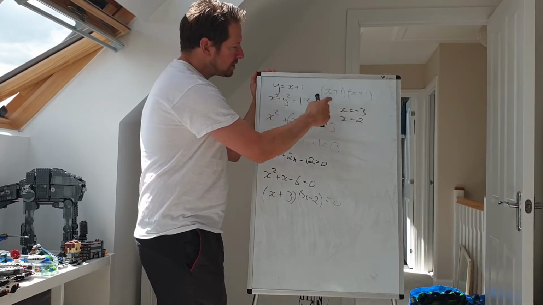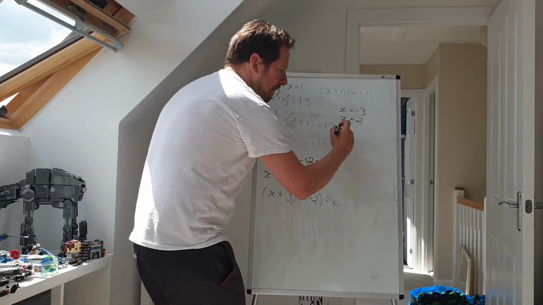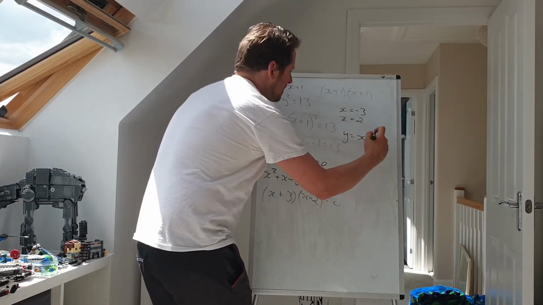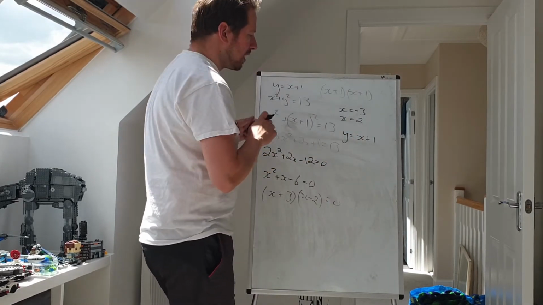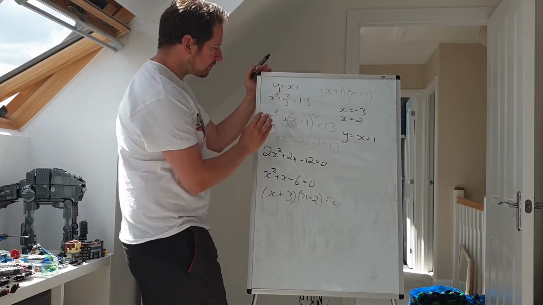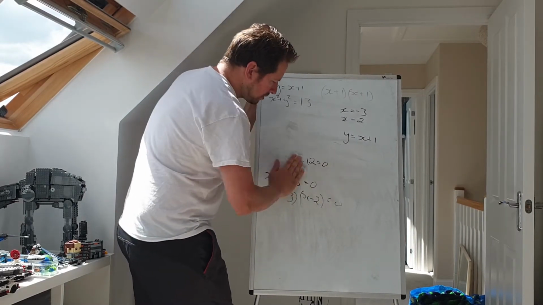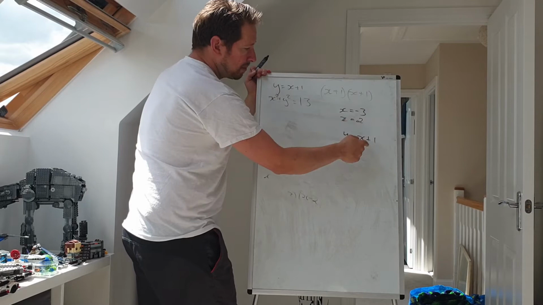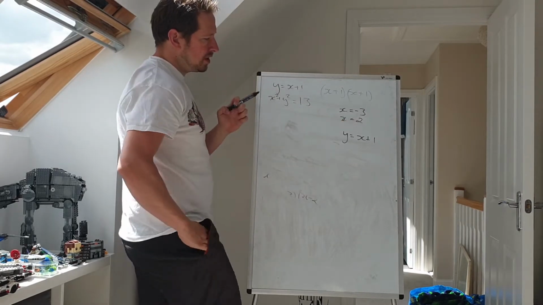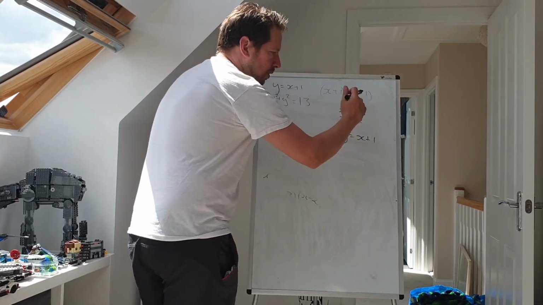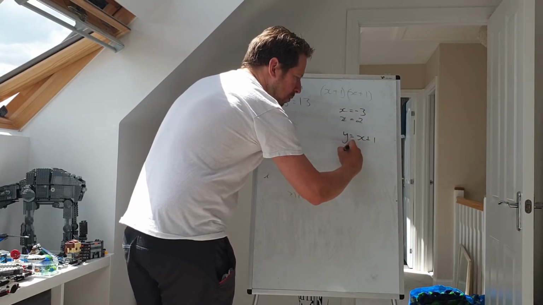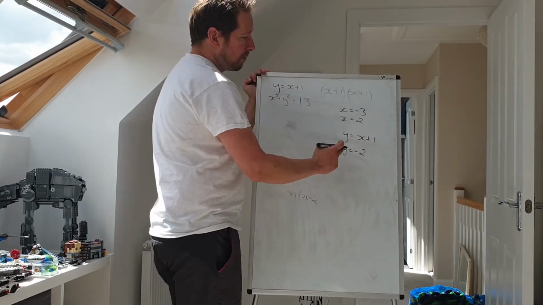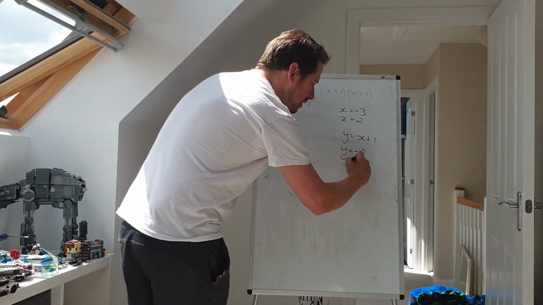So here, if I put minus 3 into this, y equals my x number plus 1. So I'm going to do minus 3 plus 1 and then 2 plus 1. If I do that, minus 3 plus 1 is going to be minus 2, so y equals minus 2. If I put 2 into that, I've got y equals 3.